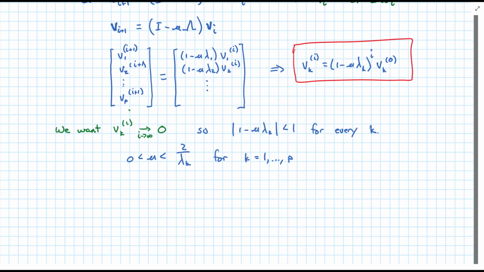Well, in order to ensure this, the operative or the most constraining equation is going to be that with lambda max. And so that implies that mu must be less than 2 over lambda max, so that all modes decay to 0.